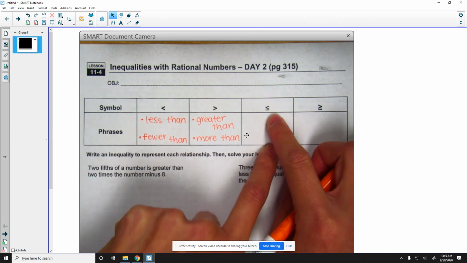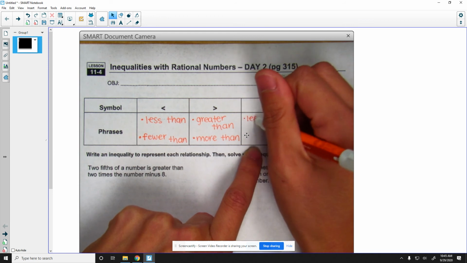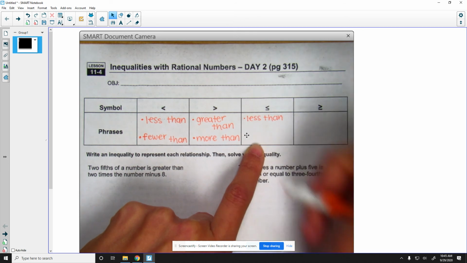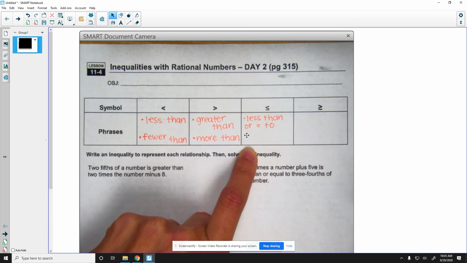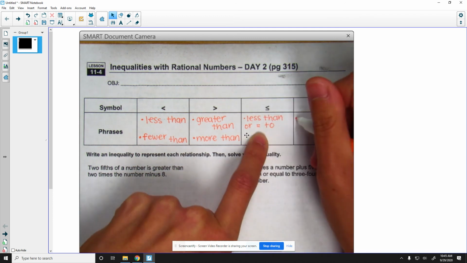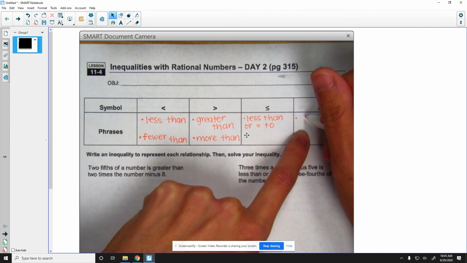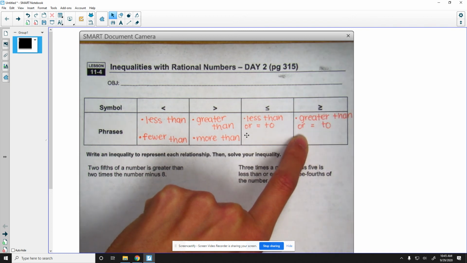Okay, now yesterday we had one problem with this line underneath. So I know that this is less than, but then what does the line tell us? Less than, Hannah? Yes, or equal to. So that line underneath says that it can also be equal to that, less than or equal to. Okay, so if this is less than or equal to, then this one would be called, Taylor? More than or equal to. I'm just going to write greater than. You're going to hear that more often. Greater than or equal to.